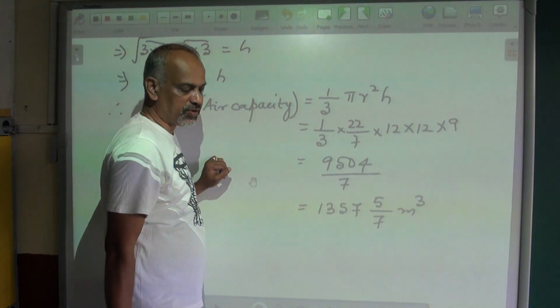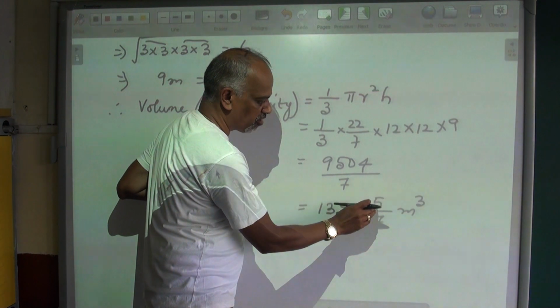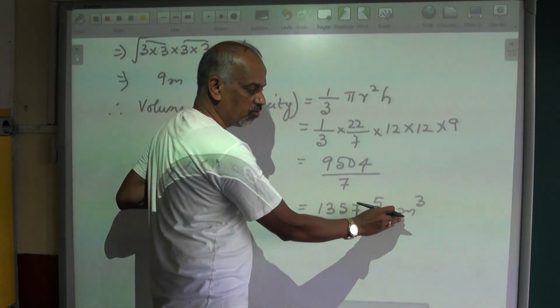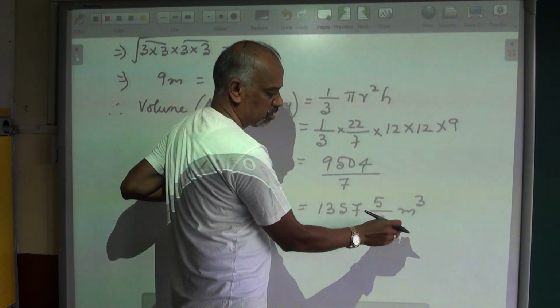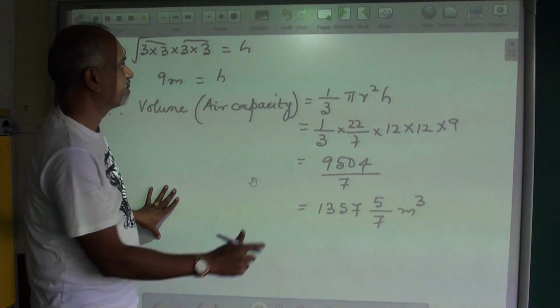Write this as a mixed fraction. As a mixed fraction, it is 1357 and 5 by 7 meter cube, because you are finding volume. Volume is always measured in cubes. So meter cube is the capacity of this cone.